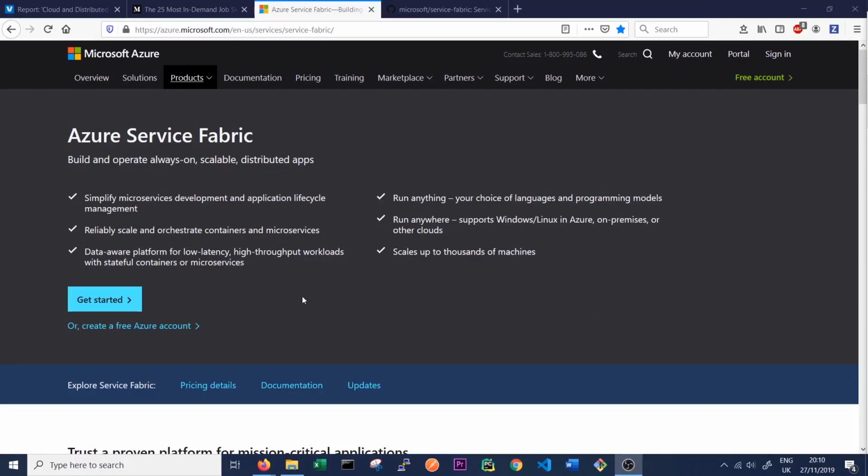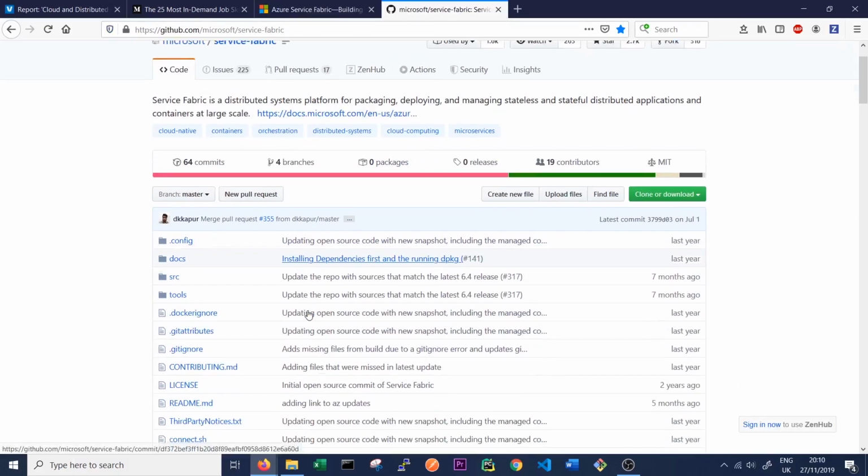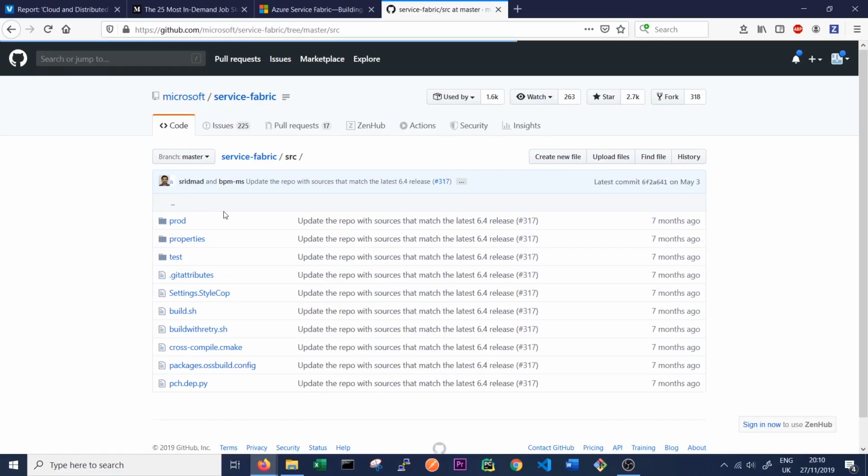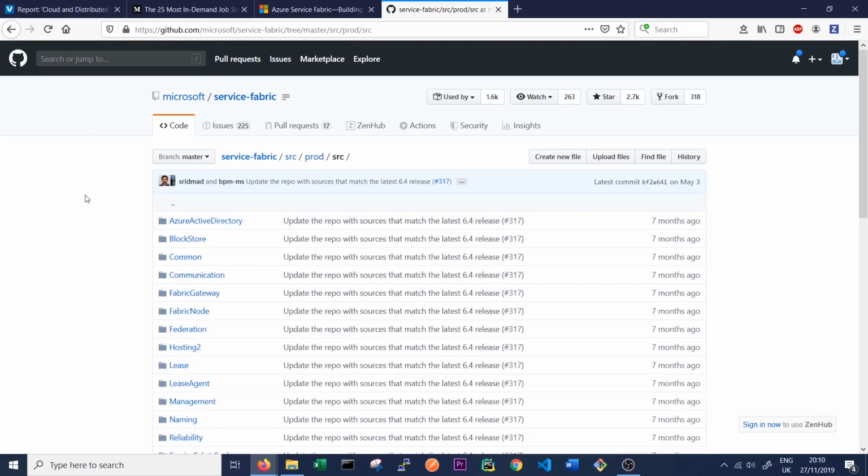So we can see on the Service Fabric homepage here that, as we said, Azure Service Fabric allows us to build and operate always-on scalable distributed applications, and it allows us to simplify the development of our microservices and orchestrate our containers. And unlike many of the Microsoft products of the past, Service Fabric is open source, so there's actually a GitHub that's actively contributed to by both Microsoft and the open source community. So we can actually see that here, and if we want, we can look into the source code of Service Fabric. We can look at all the different files that are there, and if we want to get a deep dive into how Service Fabric is actually built, we can look at that here.